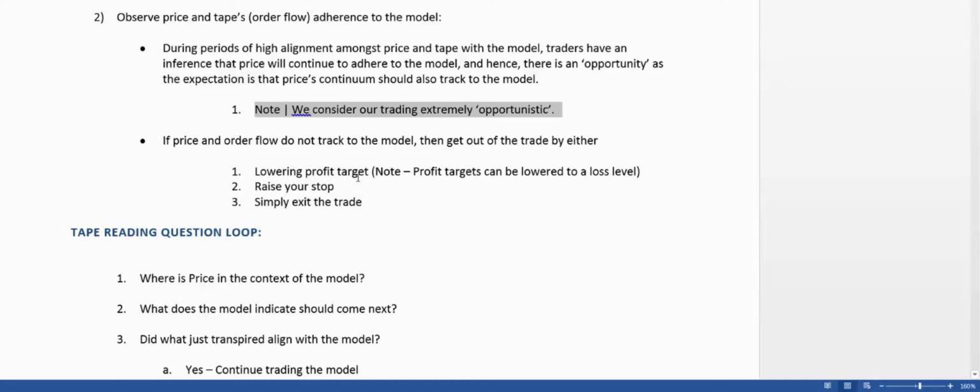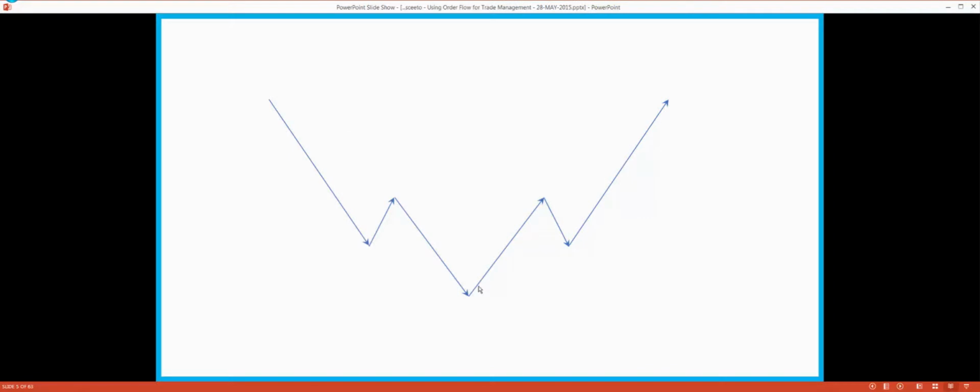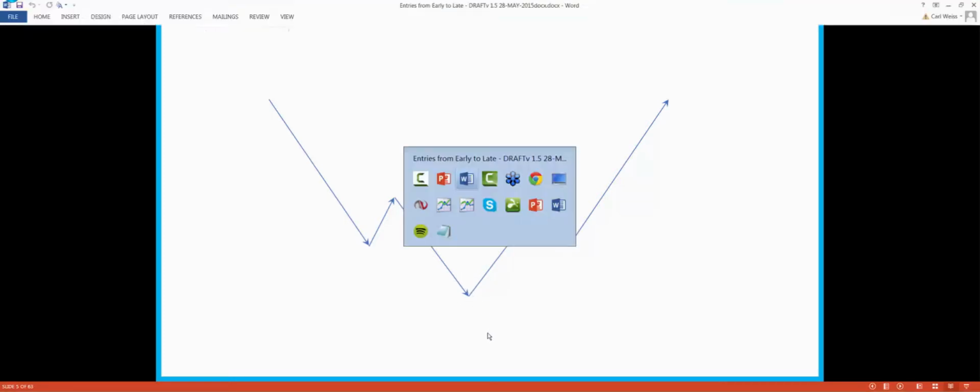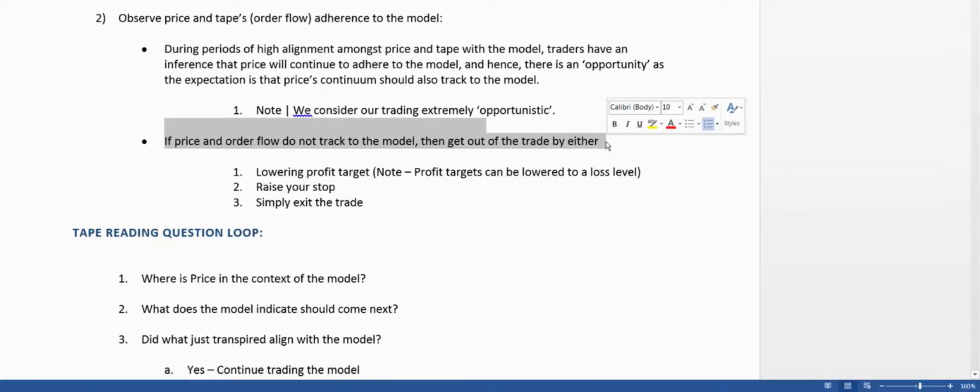Now, concomitantly, what's also as important is that if price and order flow do not track to the model, like, oh, we're making a lower low here, but instead of seeing conclusionary order flow, we see an increase in the rate of change of order flow, then this will not be a little low. This will probably get popped and it'll continue down. If so, we want to either get out of the trade or in fact go with the trend, go short at that point, but that's not what today's webinar is about.